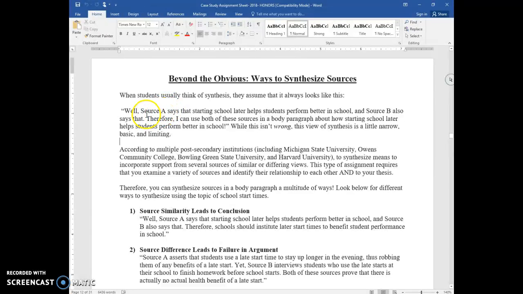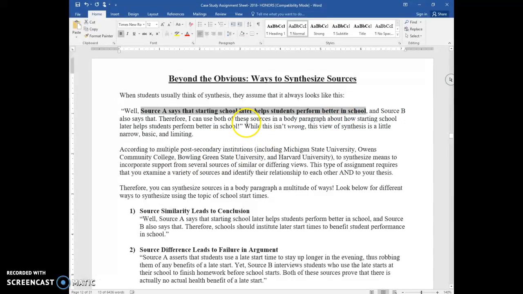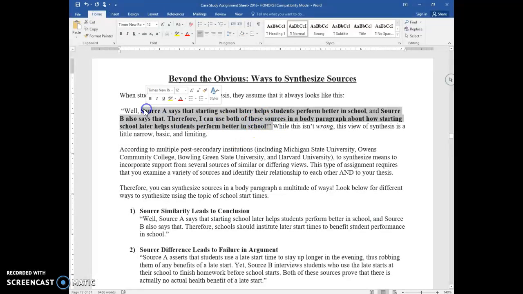So when students think of synthesis, they oftentimes think this: I've got one source. Source A says that school starting later helps students perform better in school. And guess what? Source B also says that. They say the same thing. They may not say it word for word, but they both say that starting school later is better for students. Therefore, I can have an entire body paragraph that talks about how starting school later helps students perform better in school. Yay! Now, this isn't necessarily wrong, right?